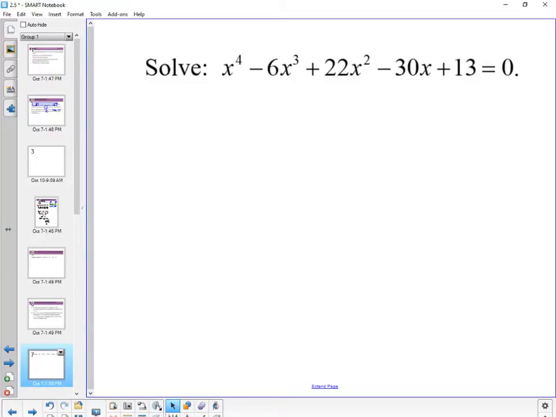It shouldn't be too many. You want me to find all the roots? Yes. All the possible roots. Oh, you don't want me to do it? No, we're going to do it together. All right, because I want to walk you through that.